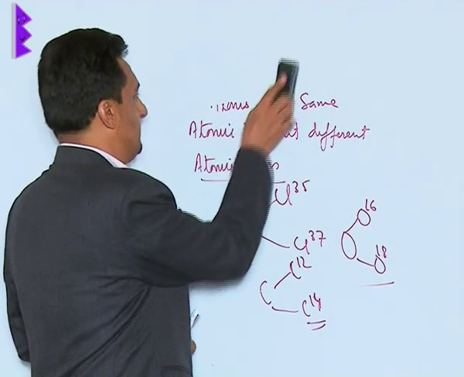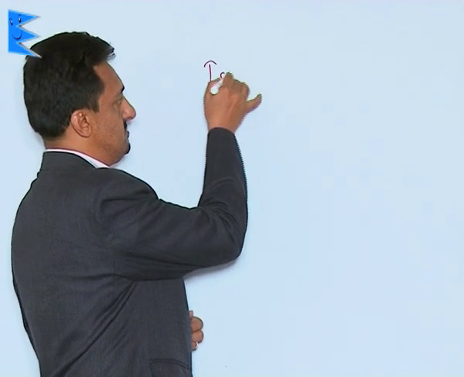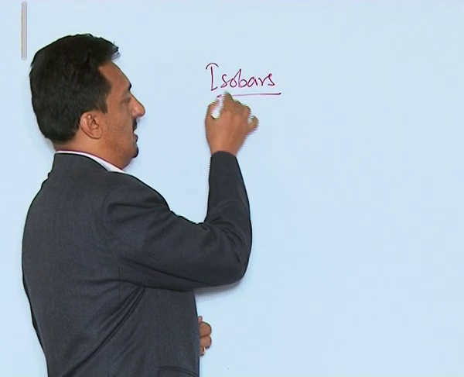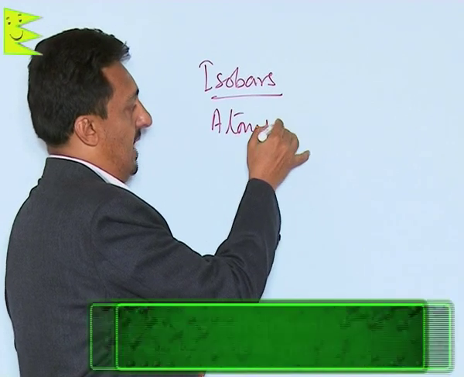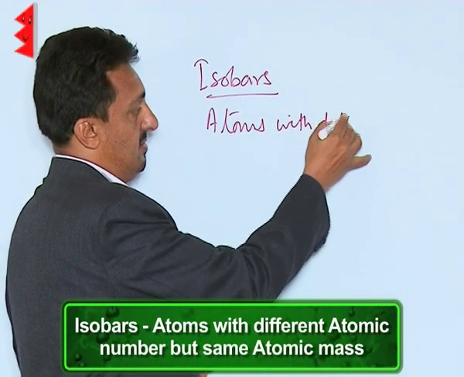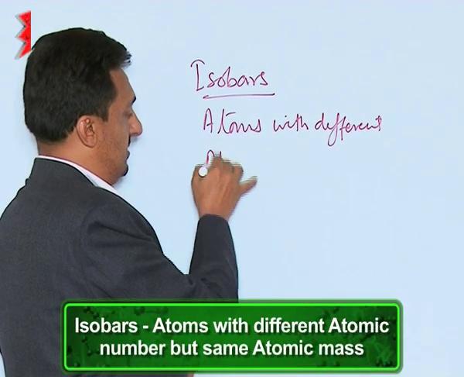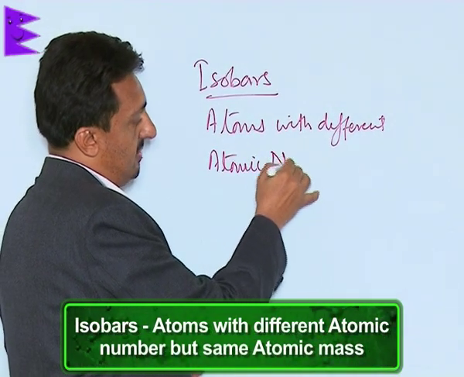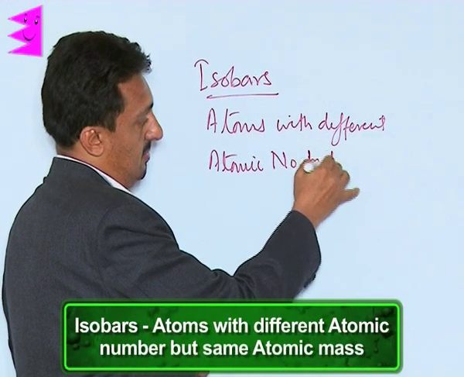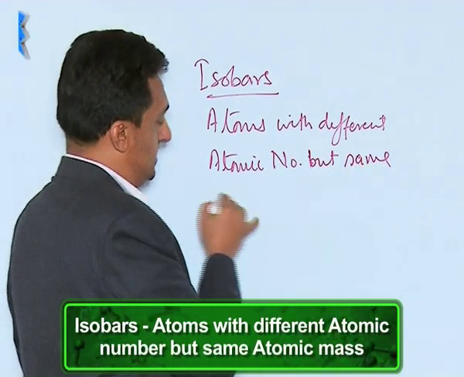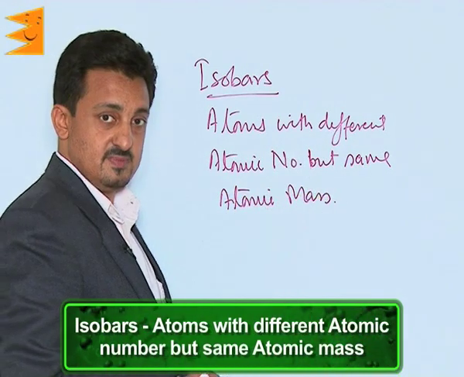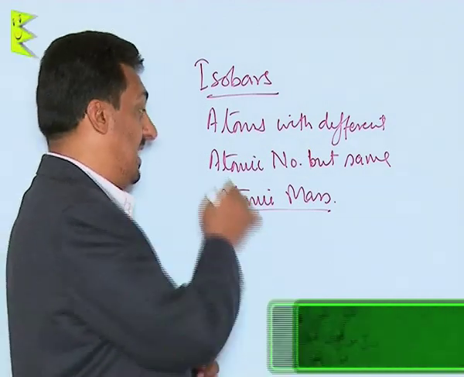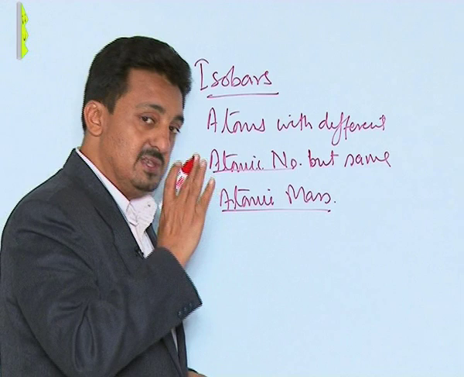There is one more term which is very similar. It's called isobars. Iso means the same, bar means the mass. These are the atoms with different atomic numbers but the same atomic mass. These are the atoms of different elements, but they have the same atomic mass.